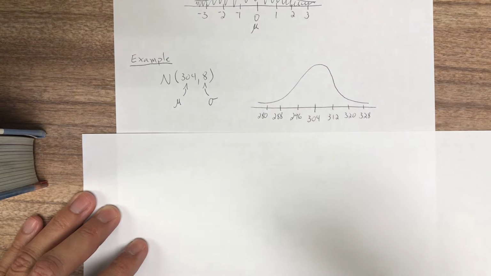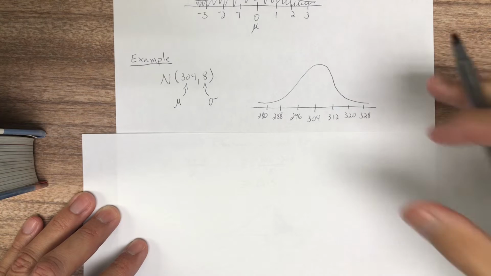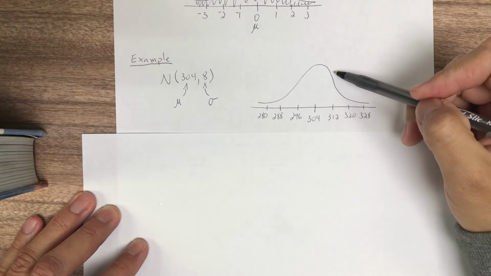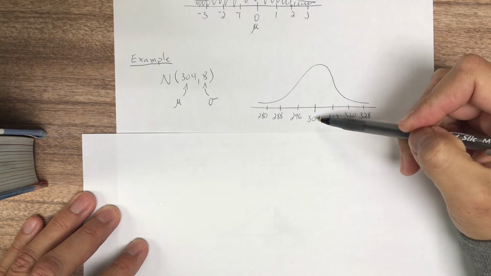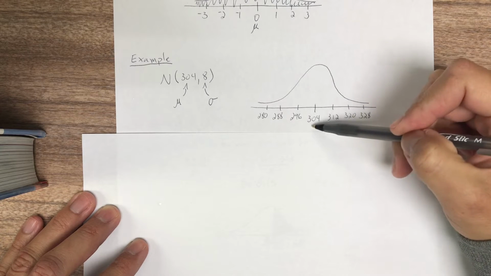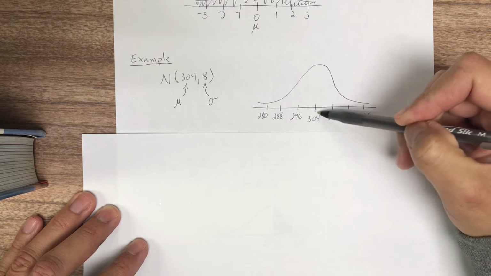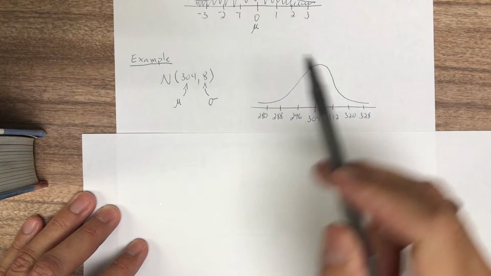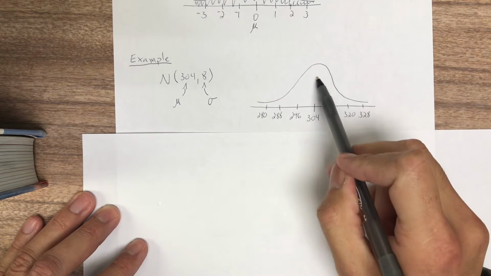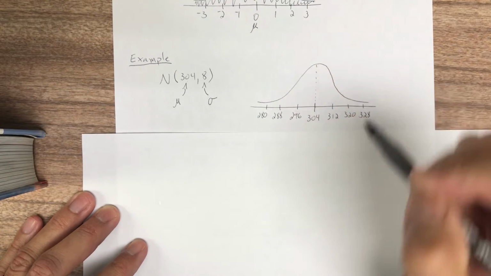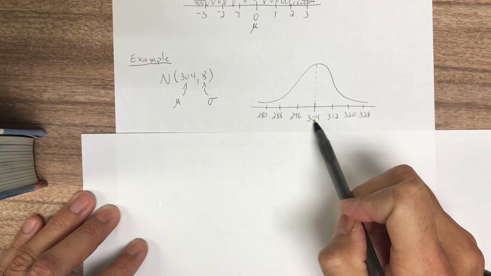Now to understand the relationship between Z-scores and the distribution of the population, I have the density curve here, but notice that I'm not using 0, +1, or -1. I'm using the actual measurements they give us for this distribution. They say that the mean, or the center, is 304. So on the density curve, right at the center, I'm going to draw a dashed line. Right at the center is 304.